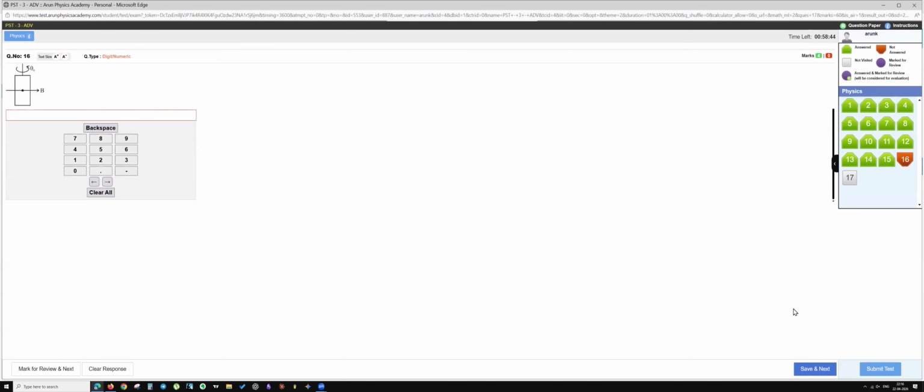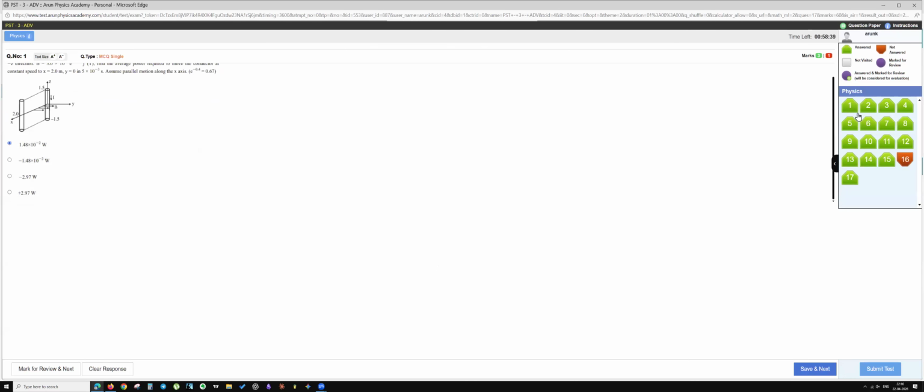Now, let's say you want to go back to question 1. On the right side here, you can click 1. You'll directly go to question 1. And you can clearly see it is a single choice question. In this question, you can mark only once. You can't mark multiple options. Clear with this? So this is how exactly the Advanced paper pattern will look like.